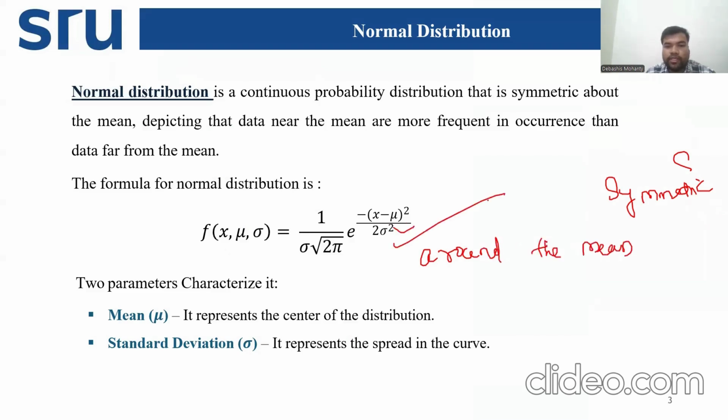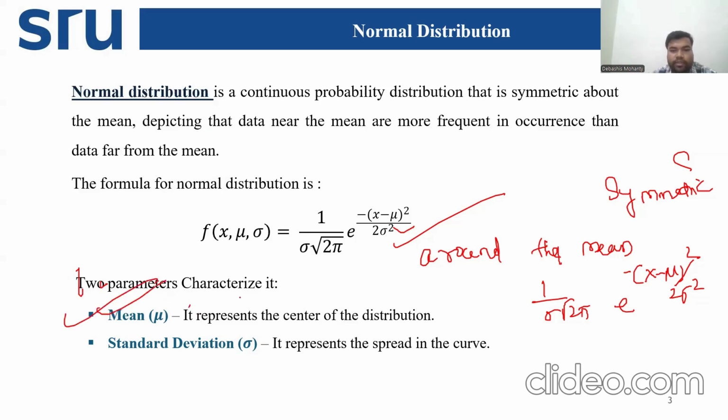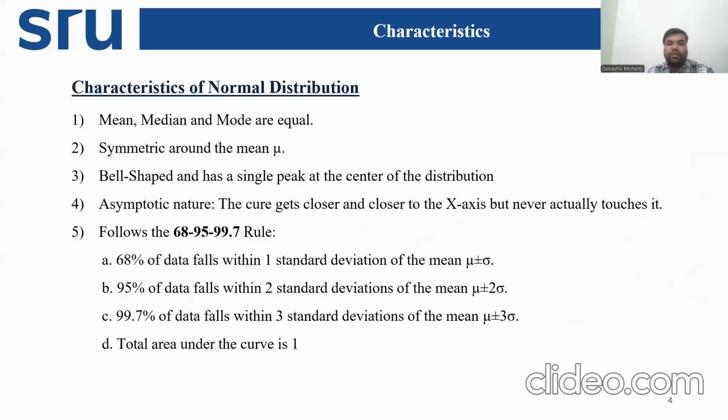Okay, students. Here is the important formula: f of x given mu and sigma equals 1 by sigma into square root of 2 pi, times e raised to the power minus (x minus mu) square divided by 2 sigma square. This is the formula we are using for the normal distribution. Two parameters characterize it: the mean is at the center of the distribution, and the standard deviation represents the spread of the curve.